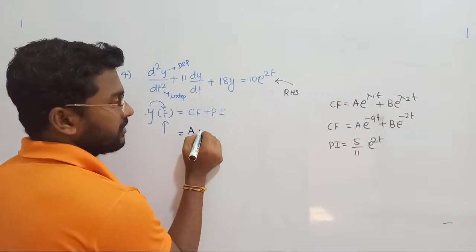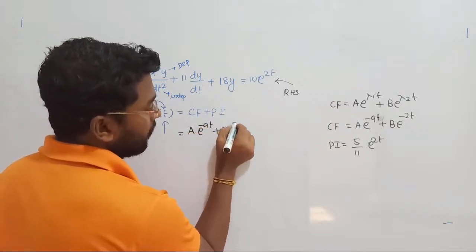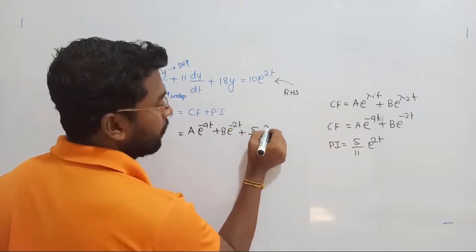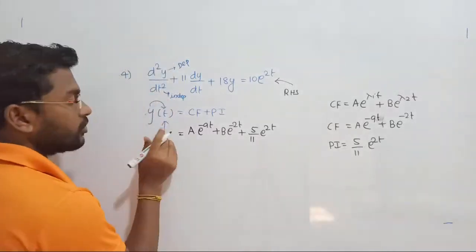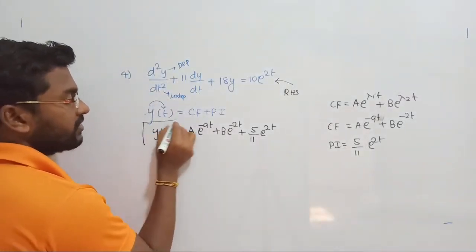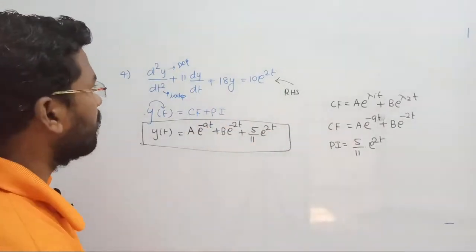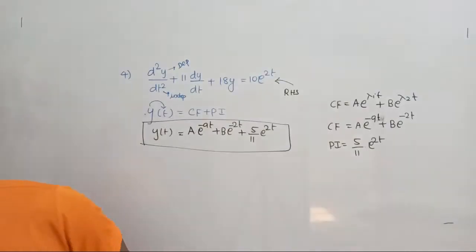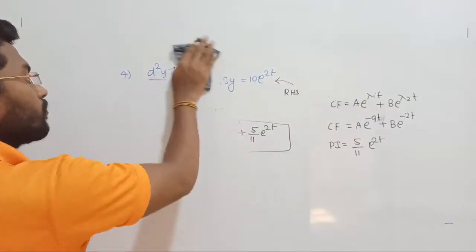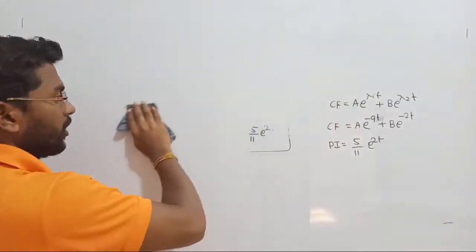Complementary function can be written as a into e power minus 9t plus b into e power minus 2t, plus particular integration 5 upon 11 into e power 2t. This is the complete solution for the given function y of t. Clear? I hope things are clear to you all. Slowly we will grasp all those things, then you will get a very clear idea. Let us try and bring the answer with some other examples, right? Let me take one more example. Yeah, let's see what happened.